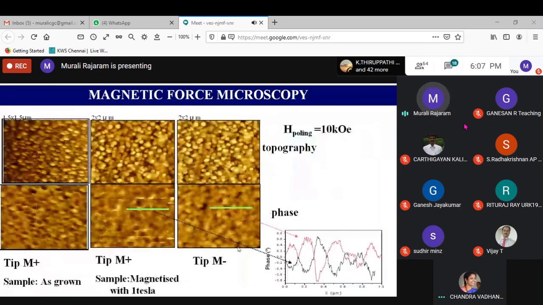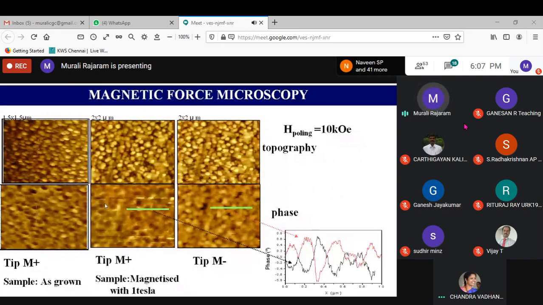This one is the as-grown sample. If you magnetize your sample with about 1 Tesla, you can switch all the magnetization to one direction. This is again the topography, and this is the phase image. You can clearly see that all the rods are oriented in one direction.